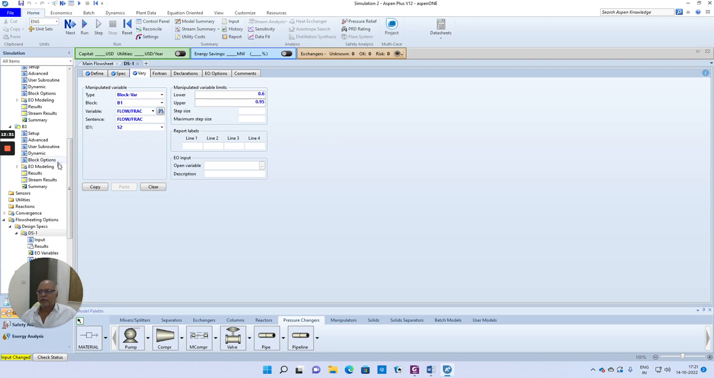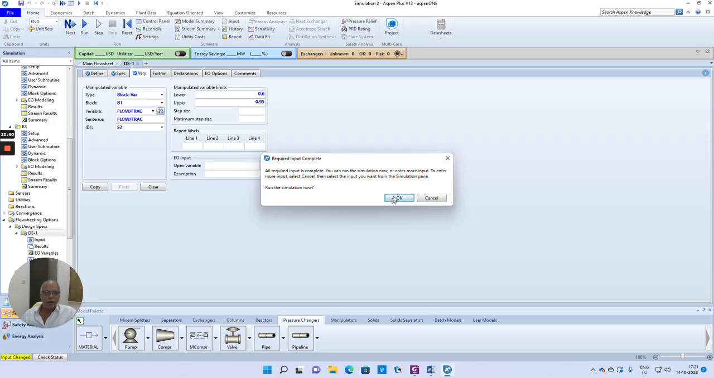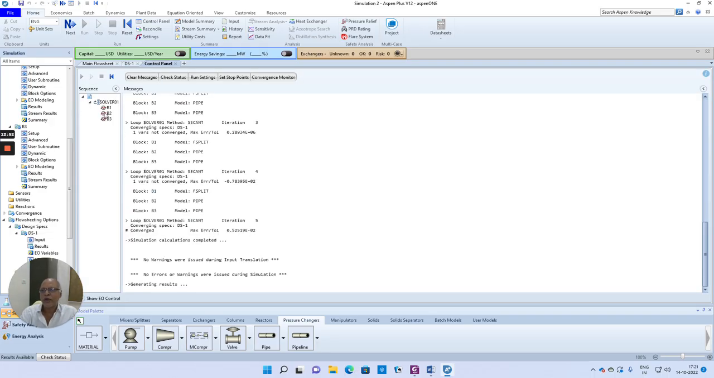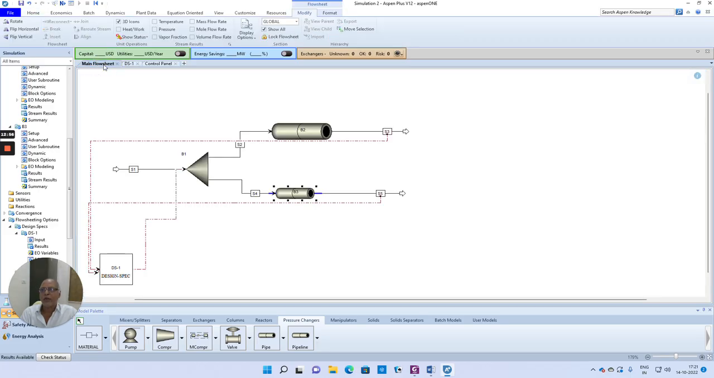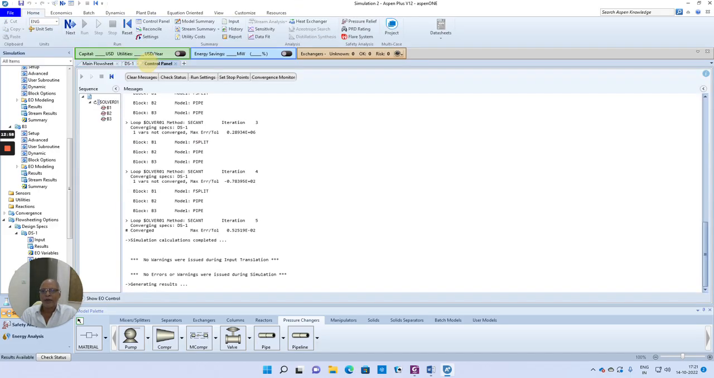So we have defined this design spec. We are trying to manipulate the split fraction and look at the exit pressures from each of these pipelines. And the solution that we are attempting in order to find out the optimum distribution is that the pressure drops must be similar. So let me run this problem. Now as you have already seen, let me go back to the main flowsheet. I will try to come back to this slightly later.